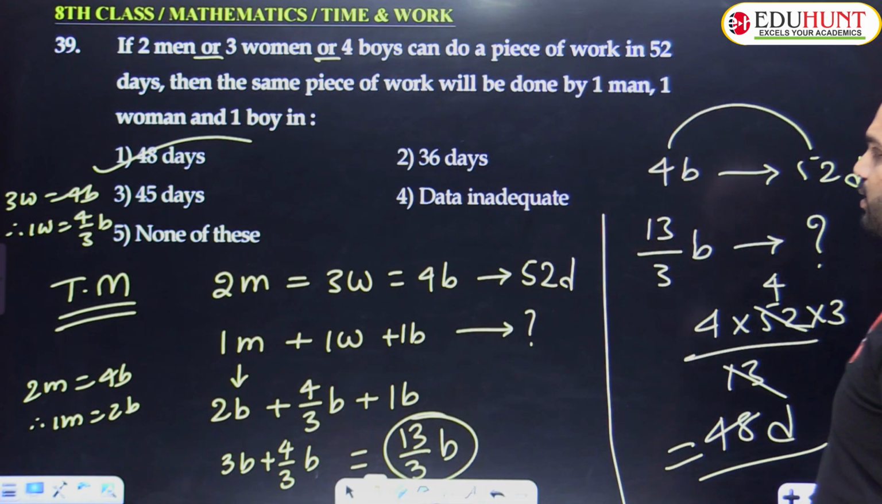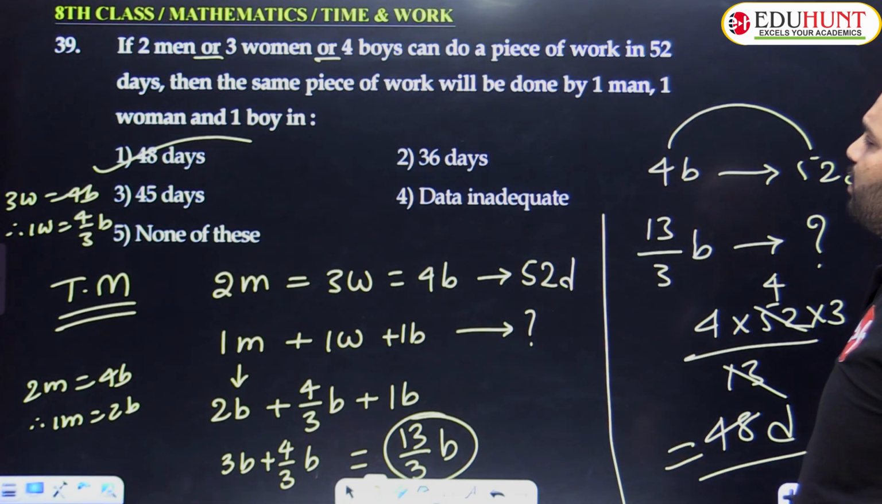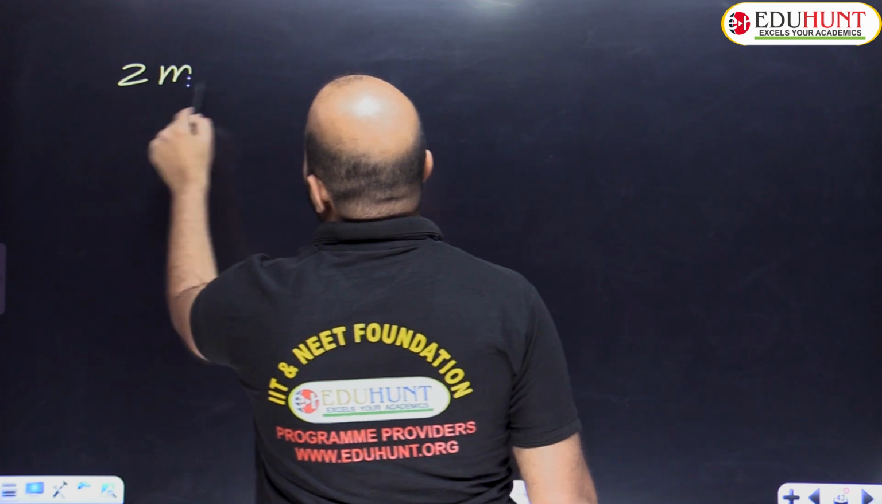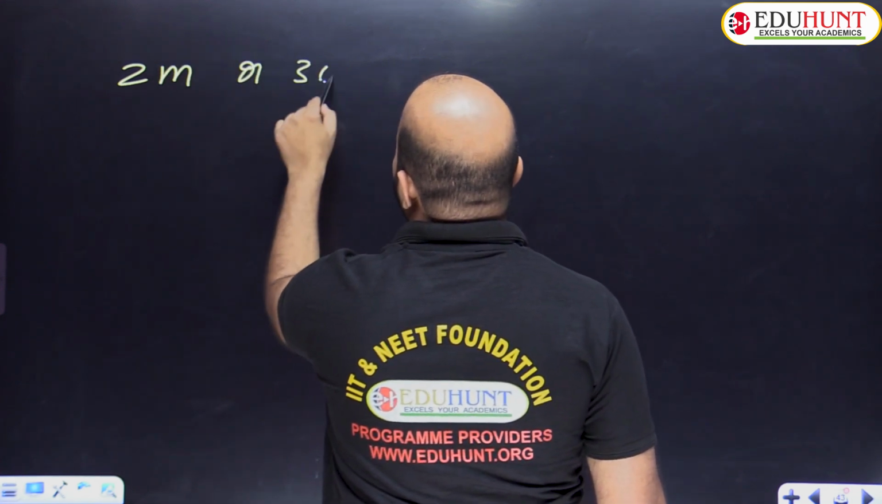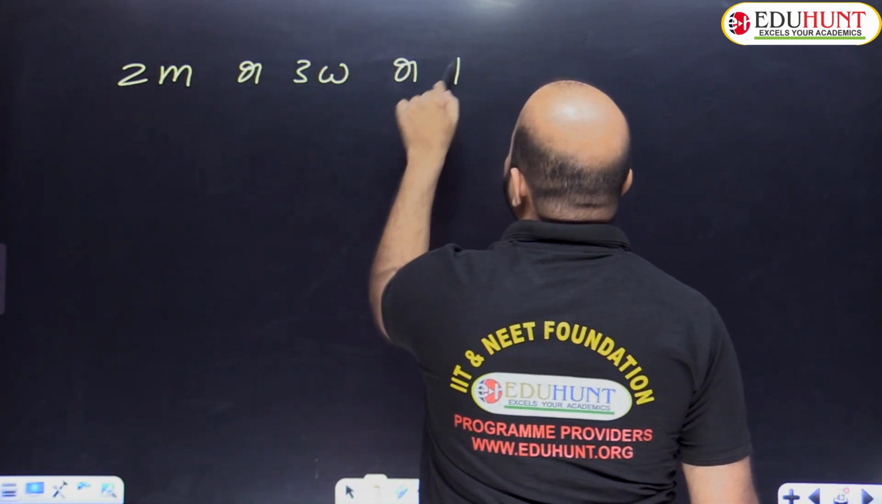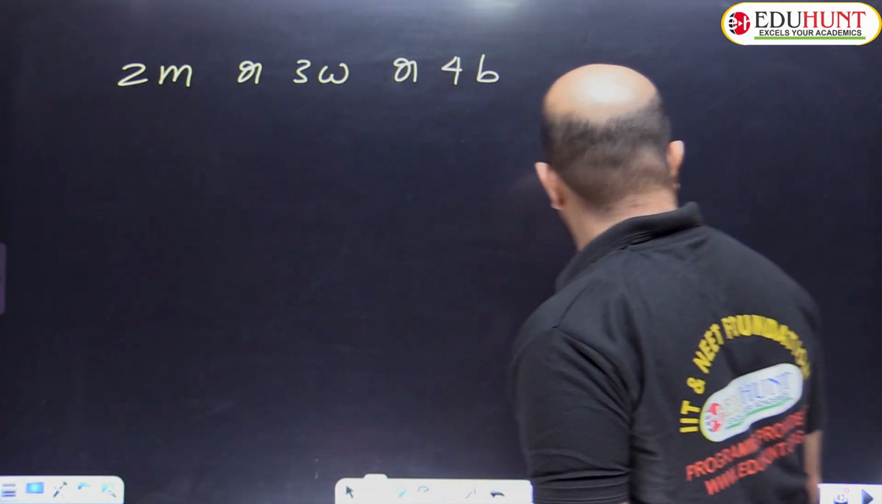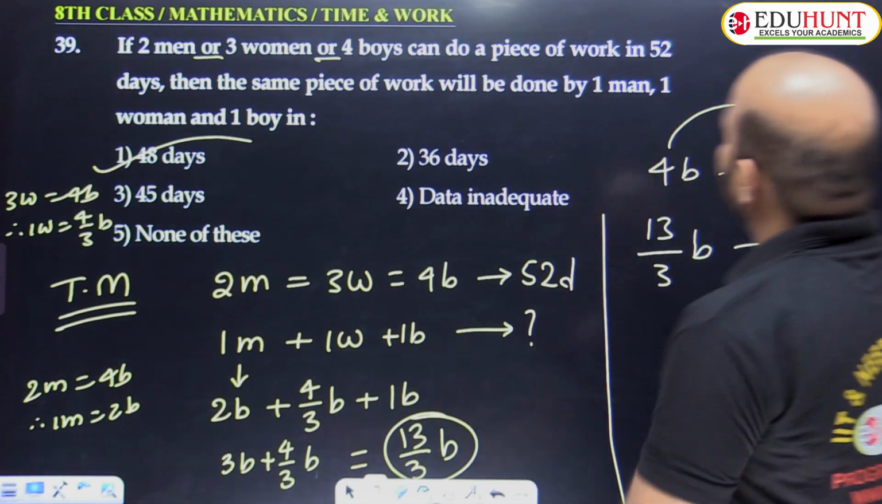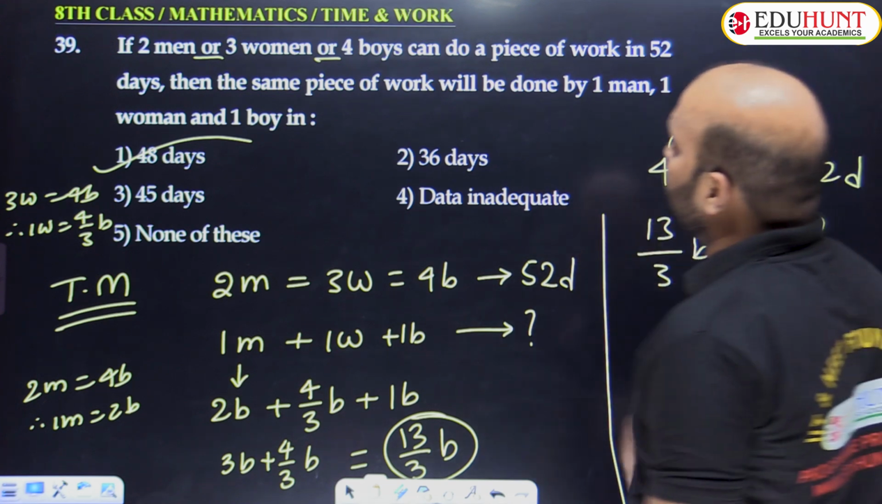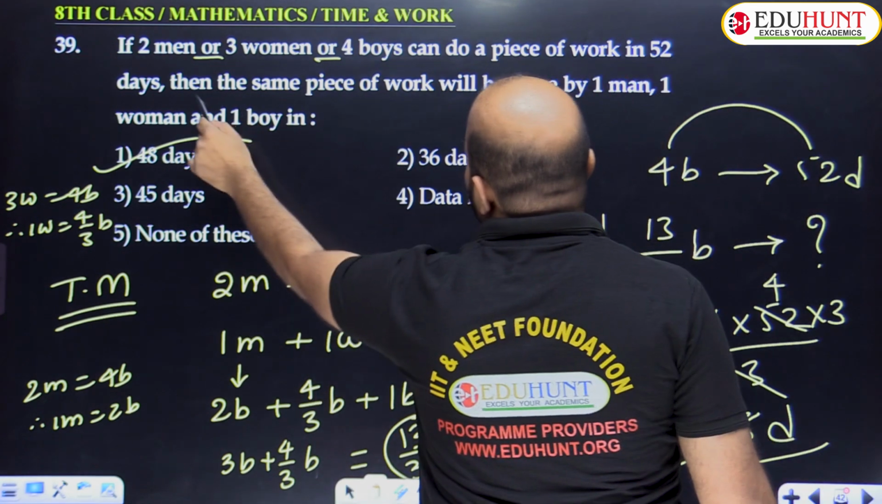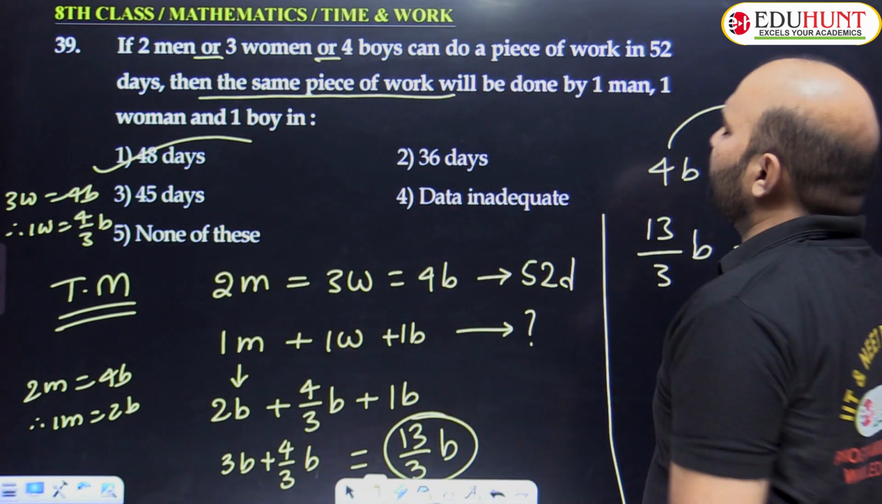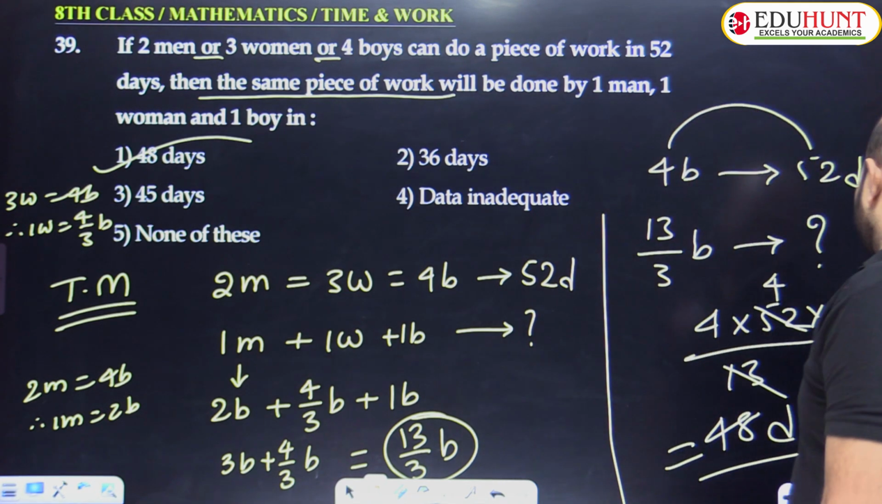So using the shortcut method, nothing but the units concept, how are we going to do this? Before that, what am I given? 2 men or 3 women or 4 boys can do a piece of work in 52 days. But the question I am asking is: the same piece of work will be done by 1 man, 1 woman and 1 boy in how many days?